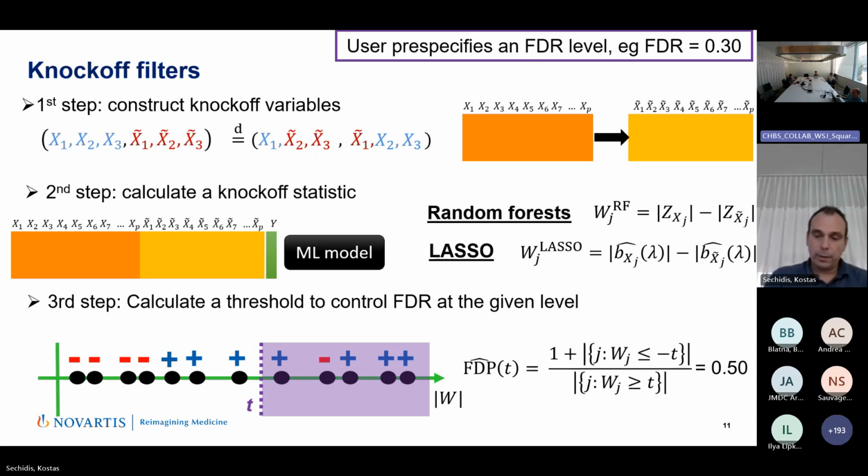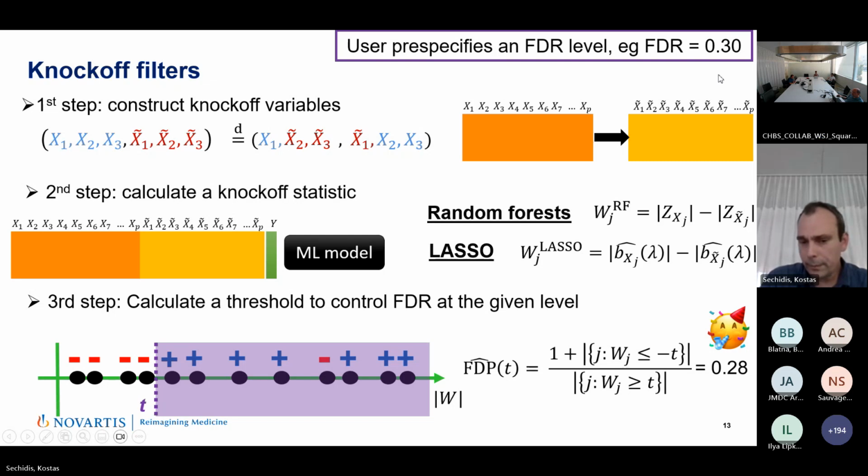And then we start moving the threshold towards the left until the point that we are below the nominal level of the user. Then we return the features with a positive knockoff statistic, and this provably controls the false discovery rate at the level that the user wants. So this was, in a nutshell, the presentation of the knockoffs.